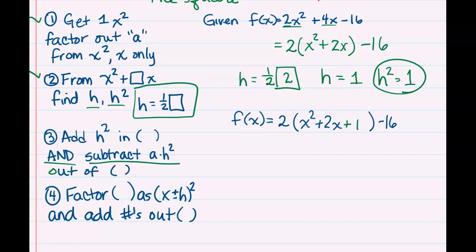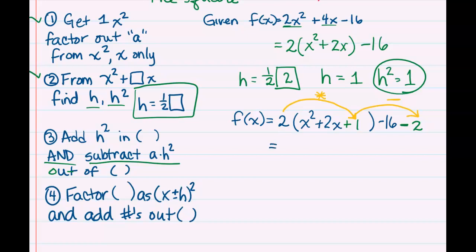Well, check this out. A times, here's a, times h squared. So I'm going to multiply that, and on the outside, I am going to subtract that. So in other words, 2 times 1 is 2, and I'm going to subtract the 2. So we can see where the 2 came from. That's 2 times that 1. It's minus because it said we needed to subtract that value. So now that we've done that, let's simplify what we have.